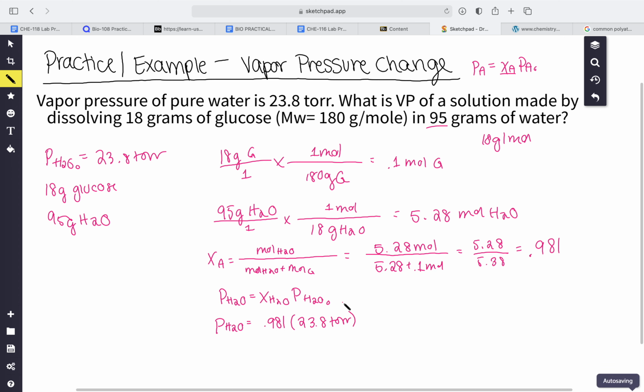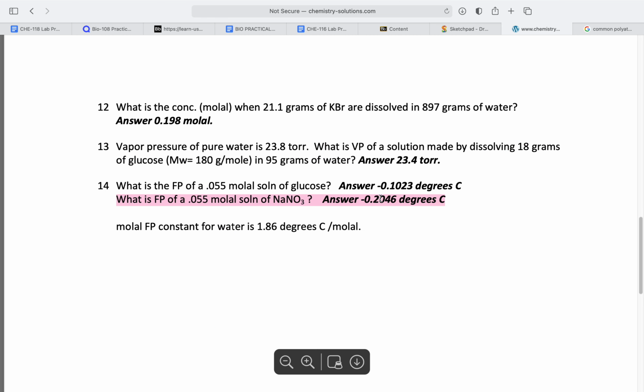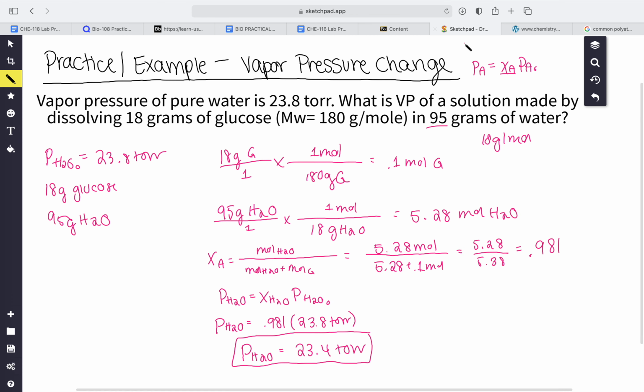Once you multiply that times 23.8, we'll get a pressure of 23.4 torr. It's really 23.357, but I just rounded up, and let's see what he got, 23.2. Cool. So that would be your answer for that, and that would be the process as well.